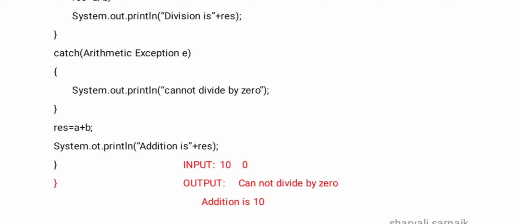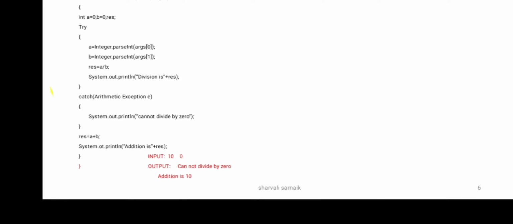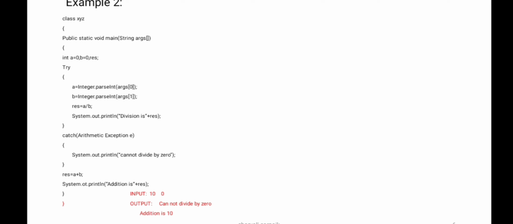So see here it is given in red color, that if user inputted values like 10 and 0, the user will be getting an error message like cannot divide by 0 and the answer of addition is 10. So this is the overall output of the given program.